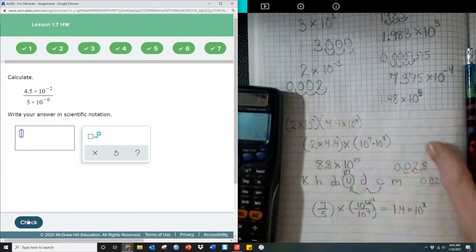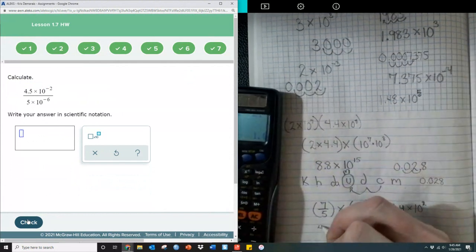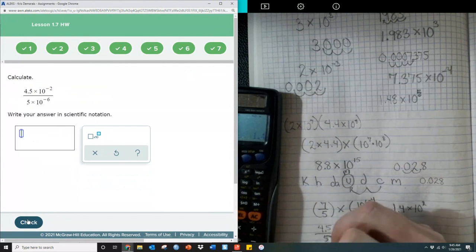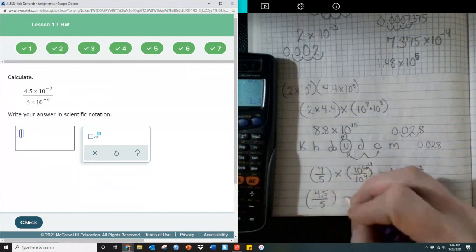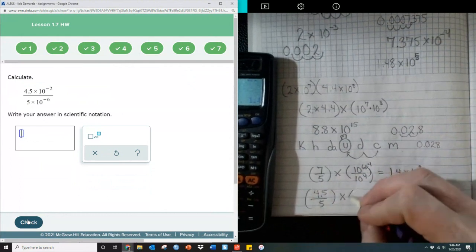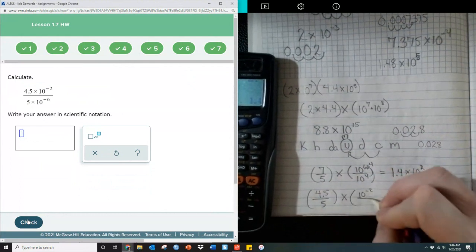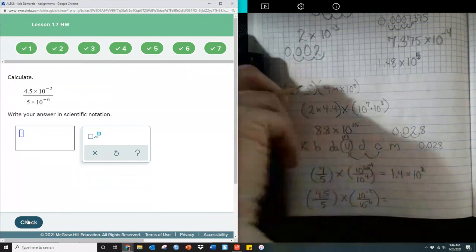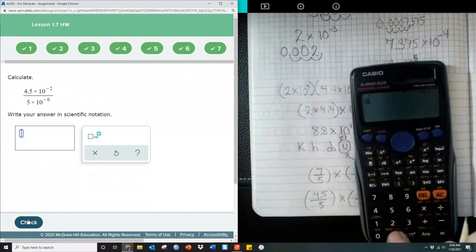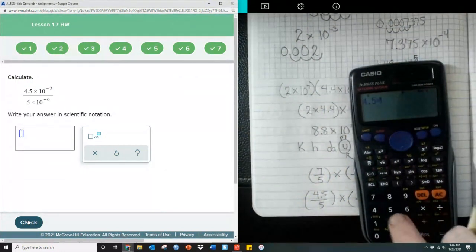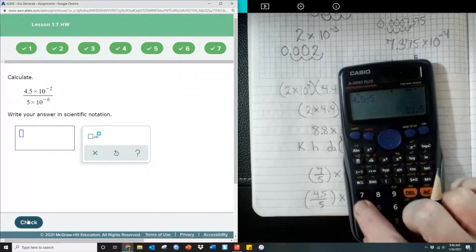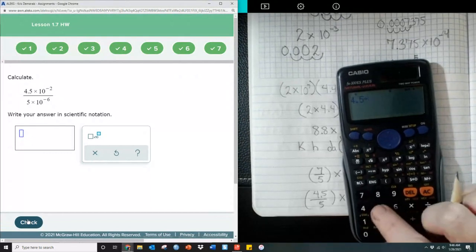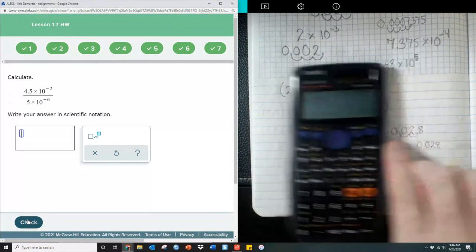So we look at this. We have 4.5 divided by 5, and then times 10 to the negative second divided by 10 to the negative 6. Now we take our calculators and do 4.5 divided by 5. And 4.5 divided by 5 is equal to 0.9.